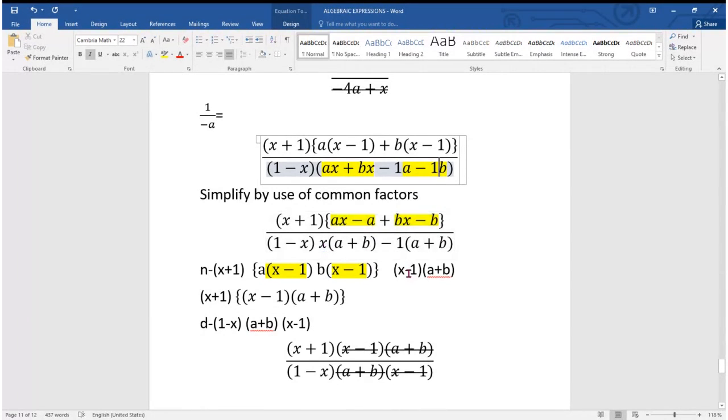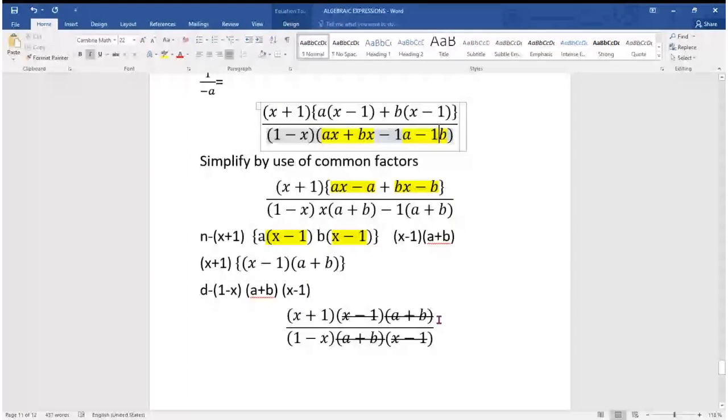So you write them here. Remember, all these brackets are being multiplied with one another. There is division. In multiplication and division, you can cancel the similar number. So x minus 1 cancels with x minus 1, and a plus b cancels with a plus b. You can see all of them are in a bracket.